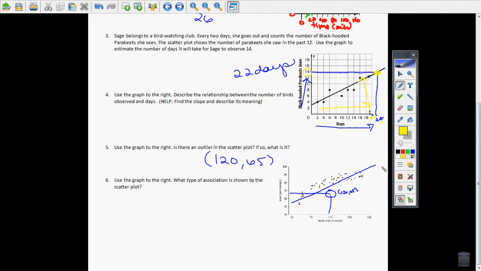Number five, use the graph to the right. Is there an outlier in the scatter plot? And if so, what is it? This is an outlier right here, and this point is at 120, comma, roughly 65. And then it says what type of association is shown. There's a positive linear association. As time increases, the percentage also increases.